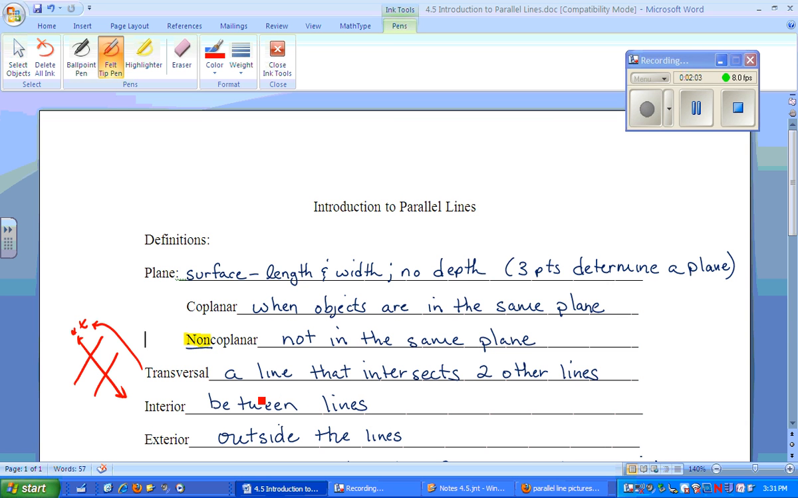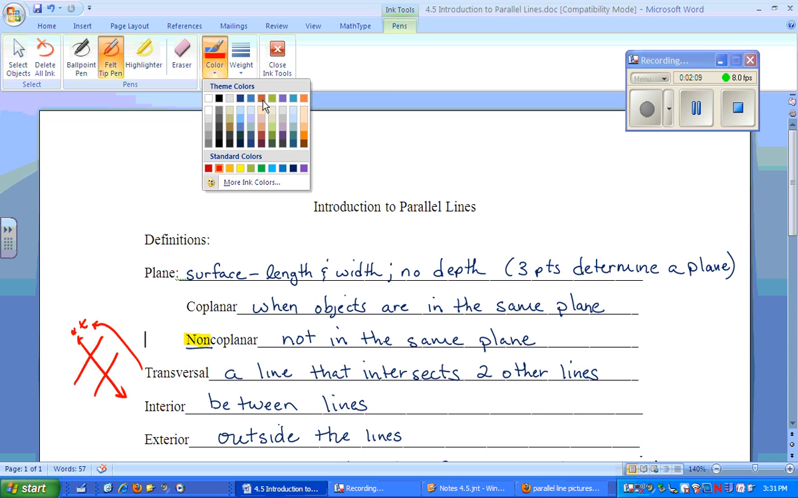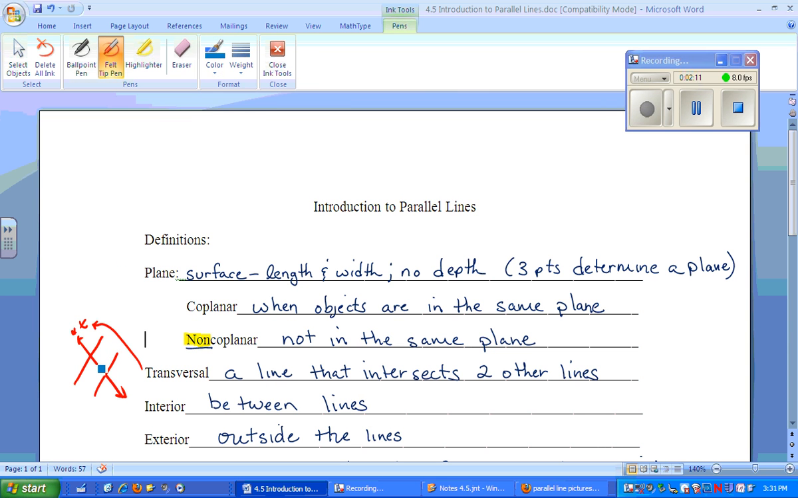What does it mean to be interior? Interior means between the lines. So here's the two lines, right? So where's interior? Interior to me is like, we're inside. So we're in the house. So here, here, here, and here would be interior. So interior is between the lines.